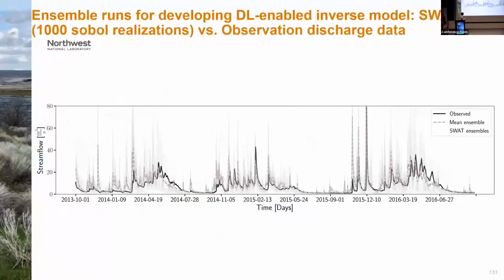So this is how the data looks, along with the SWAT ensembles. The gray lines represent the SWAT ensembles. The brown dashed line represents the mean of the ensembles. The black line represents the observational data. As you can see, much of the data is encapsulated within the observational data, and that is most important for deep learning, because deep learning doesn't do well if it is extrapolated beyond its training regime. So the first thing is we ensure that the SWAT data is contained within the observational data.